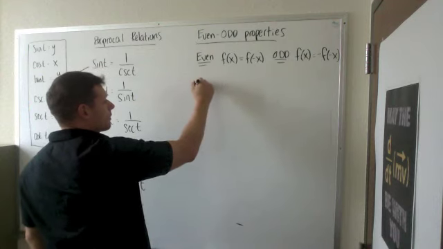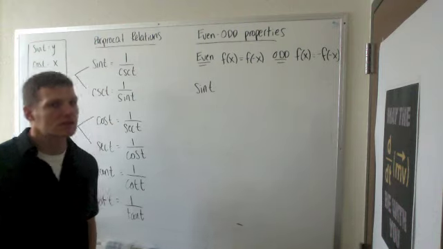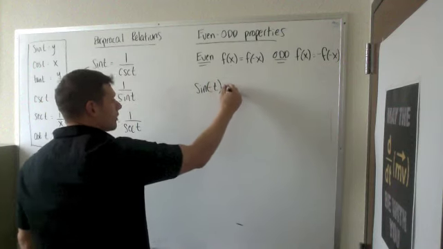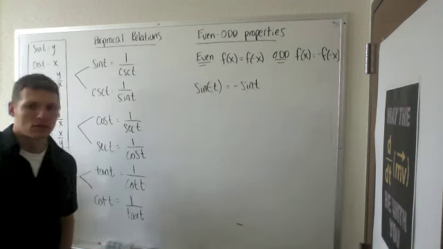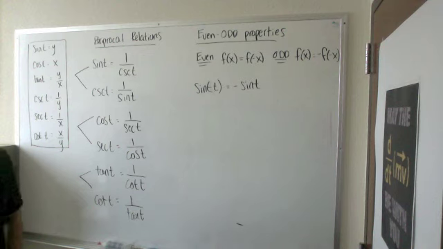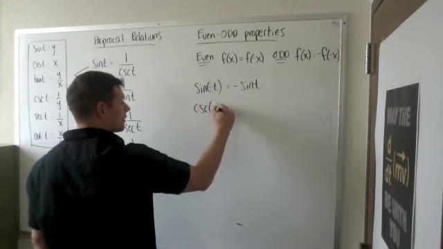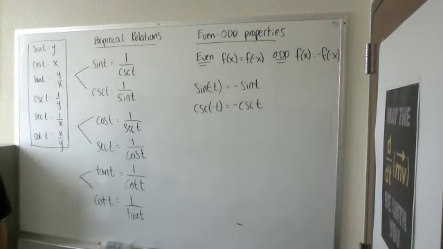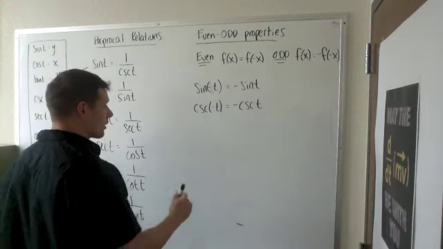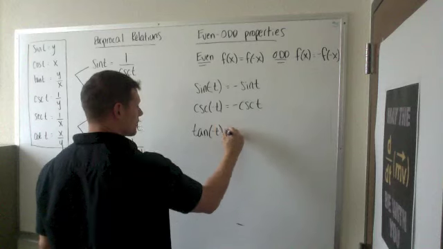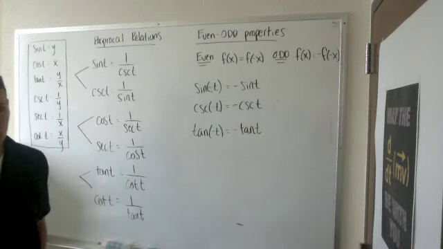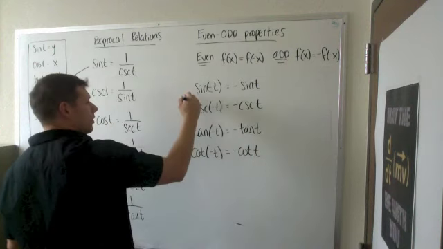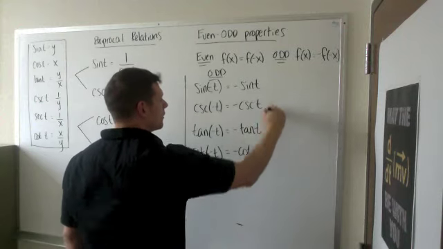First of all, let me write them down. Sine of negative t equals negative sine of t. Okay? So what's that say? That says sine is an odd function. We also have cosecant of negative t equals negative cosecant t. Okay? And both of those are odd functions. We also have some other odd functions. Tangent and cotangent are also odd functions. So tangent of negative t equals negative tangent of t, and also cotangent of negative t equals negative cotangent t. So all of these are odd functions.